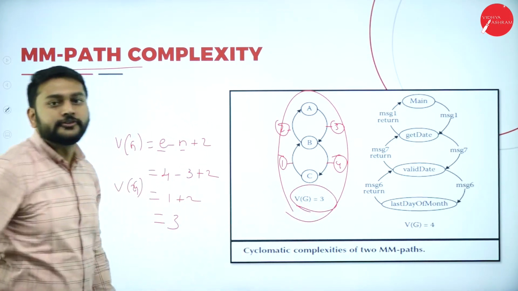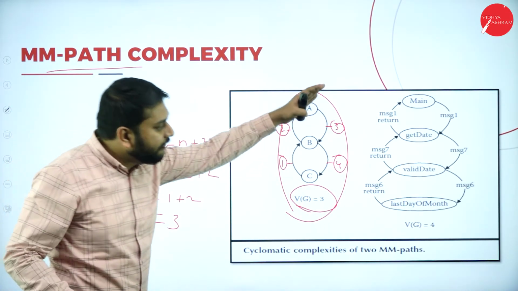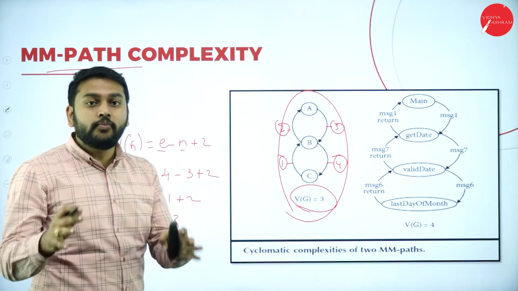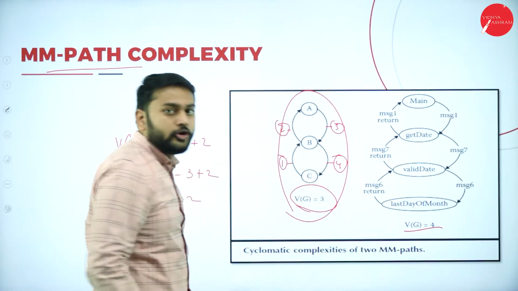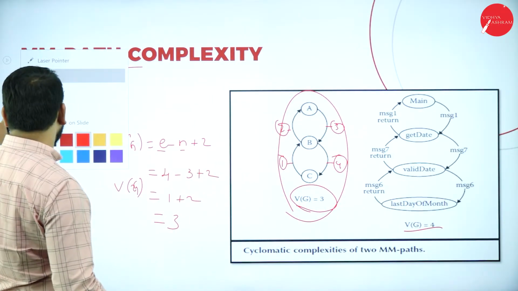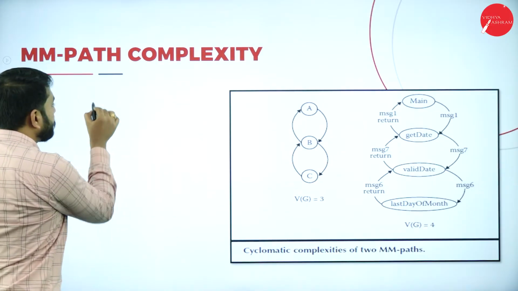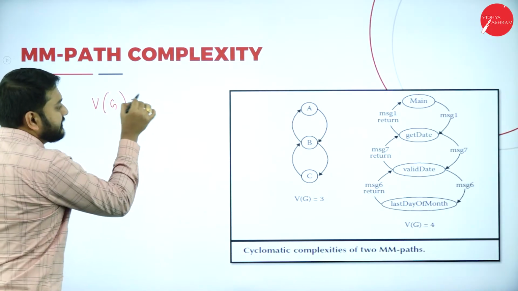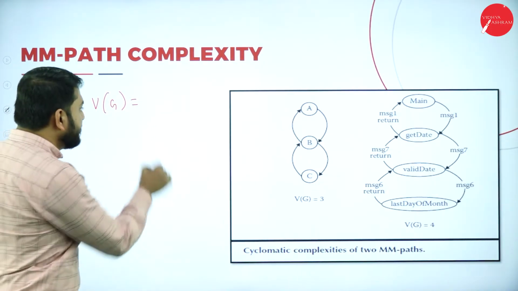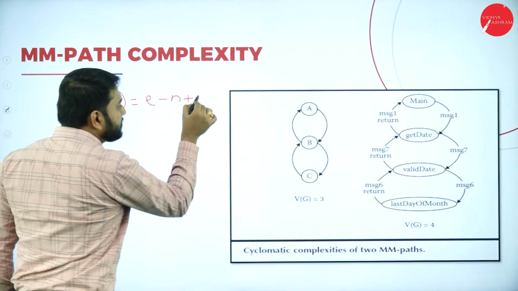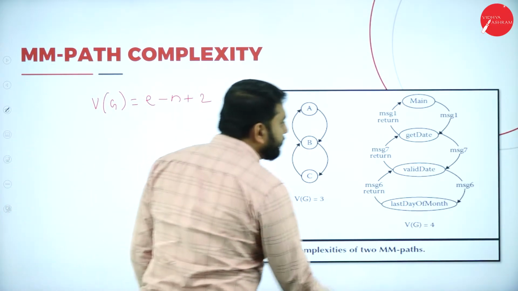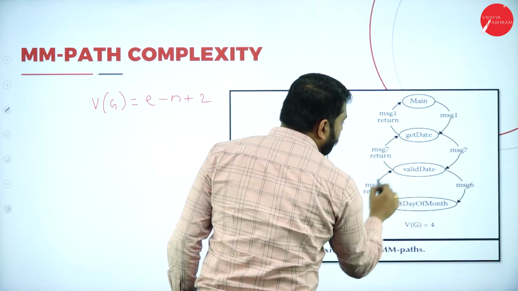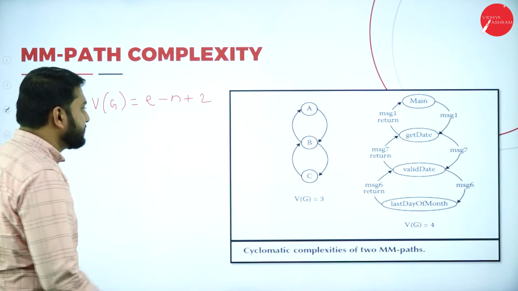So please observe. In the same way, I have one more MMPath diagram. Please observe how they got V(G) is equal to 4. Let's check that. Let me erase everything. So what is the formula? Please listen, V(G) is equal to, my dear students, E minus N plus 2. Guys, what is E? Edges. How many edges do you have? 1, 2, 3, 4, 5, 6. So you have 6 edges in total.